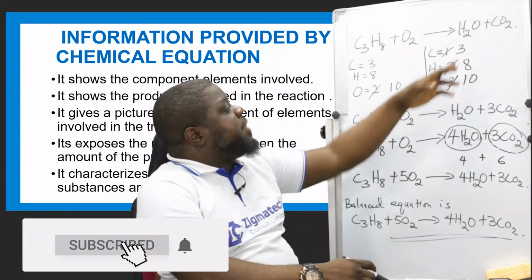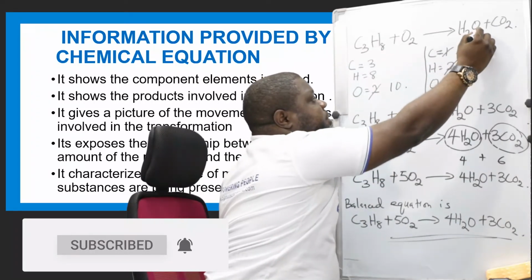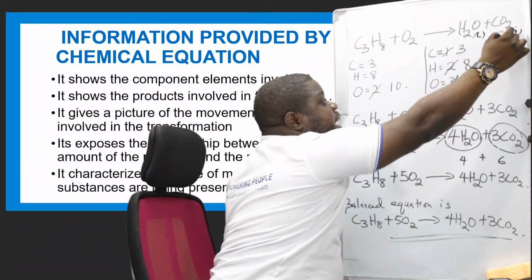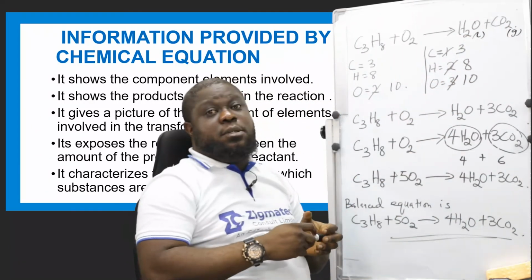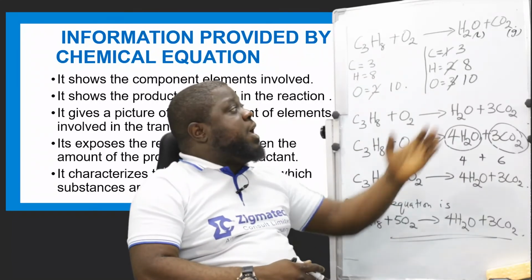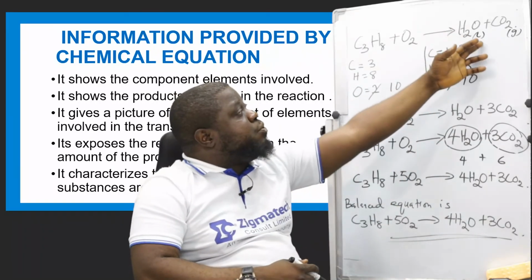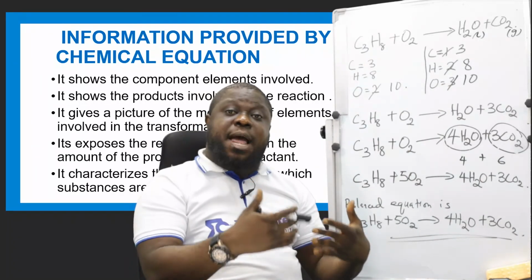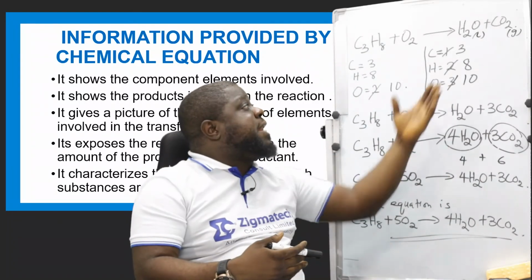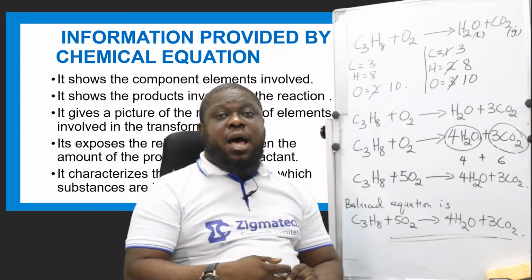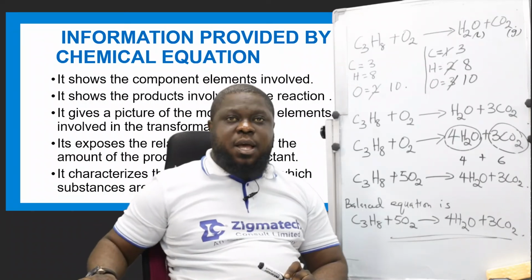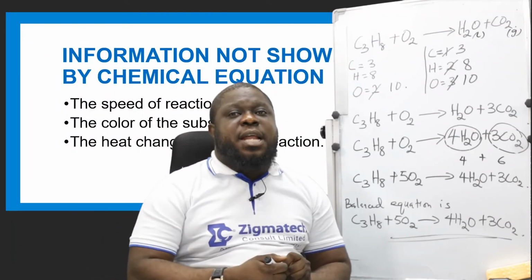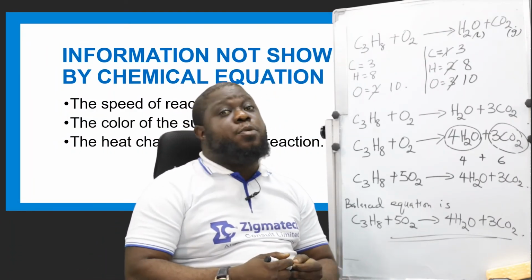Okay? We have seen that this is water, a liquid. It shows us that water is a liquid and that carbon dioxide is a gas. It shows us the states of matter. As you can see, H2O is a liquid and carbon dioxide is a gas. In essence, the type of matter that this reaction formed was liquid and gas.